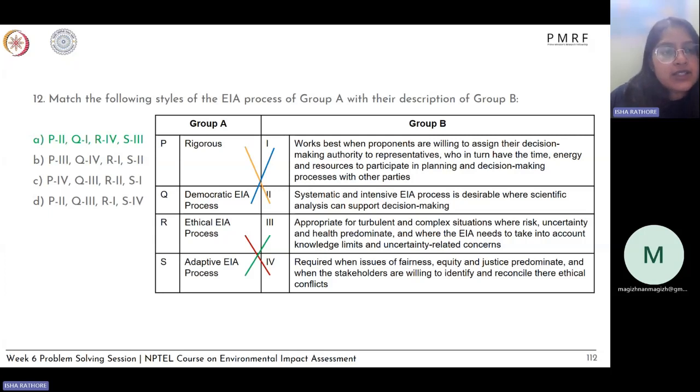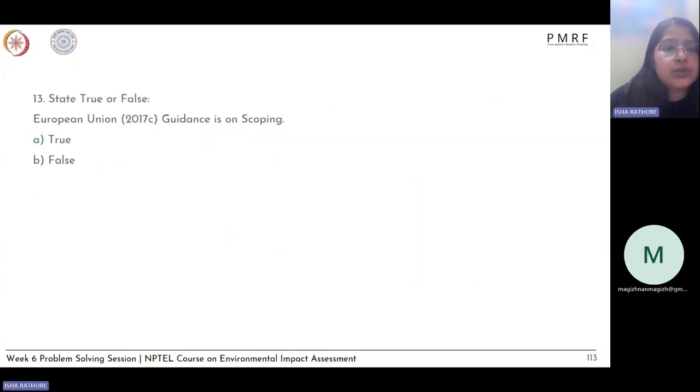So moving on to the next question, state true or false. European Union of 2017 guidance is on scoping. Is the statement true or false?